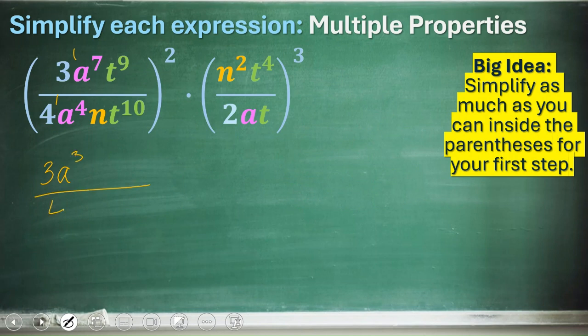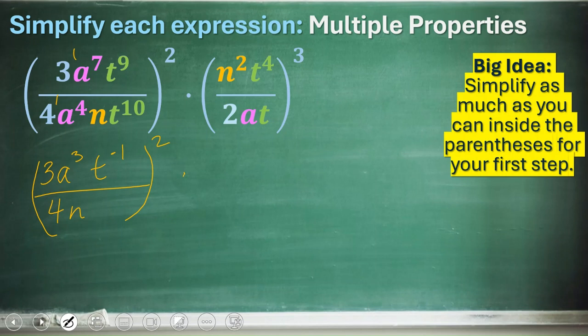We have 4 in the denominator, and the n is only in the denominator, so we'll write it there. And then we have t's, t to the 9th divided by t to the 10th. Remember, we subtract those exponents and end up with a -1 on that t. And this fraction is entirely squared. I should be more precise with my language.